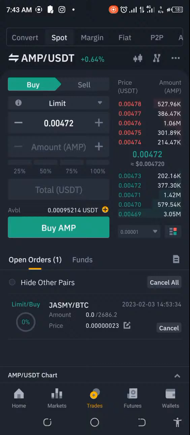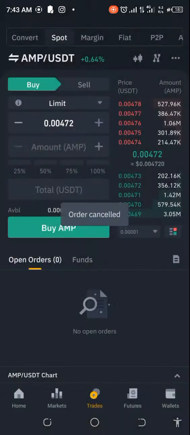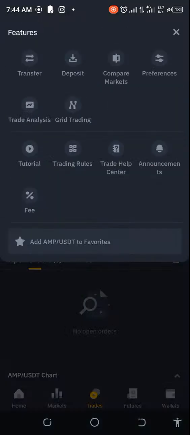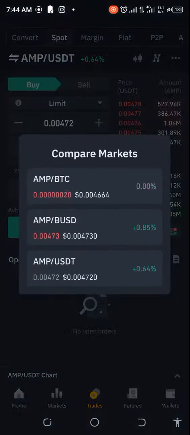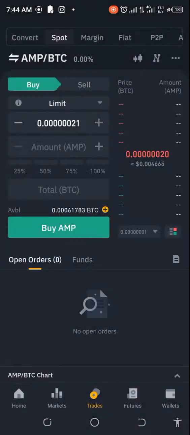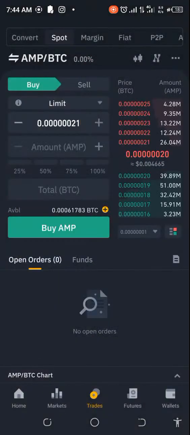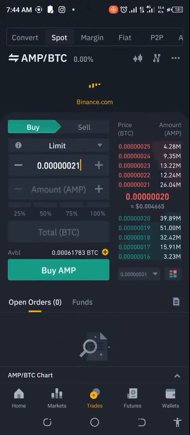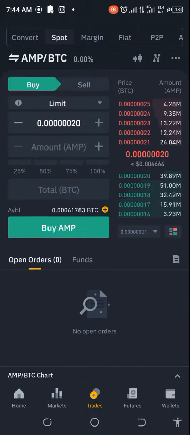Okay, so what I'm going to do first and foremost is cancel this trade. So once I cancel that, it releases back my BTC, and then I go ahead to do this for BTC. And let's hope that this works. So now what I'm seeing here is the current price, okay.